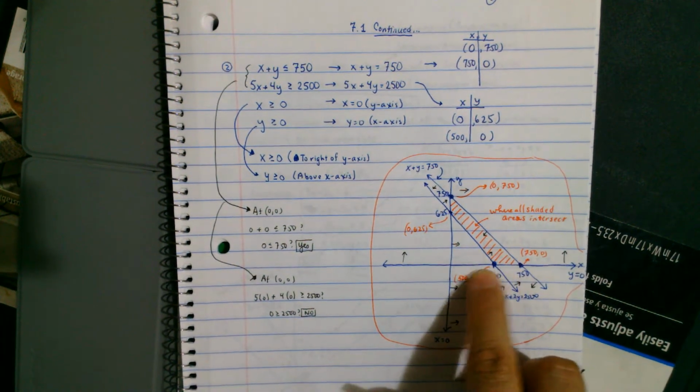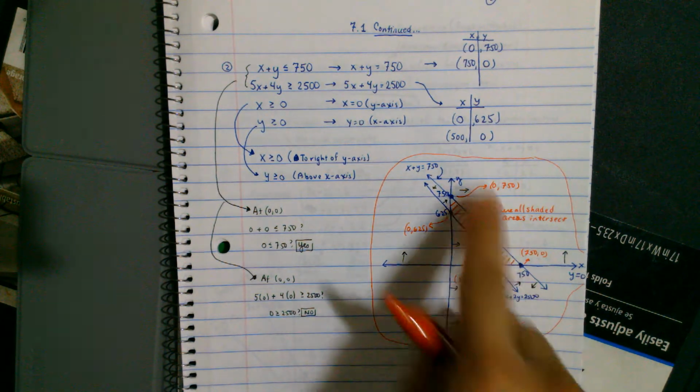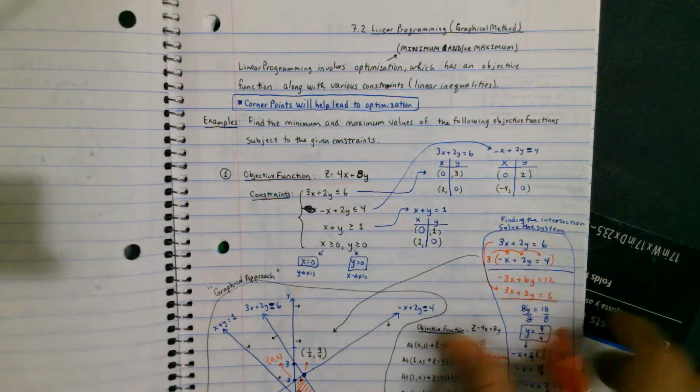And then these would be the edges or the corner points, or what's called the vertices. And so this is the answer to the problem. And that is a quick summarization essentially of 7.1.